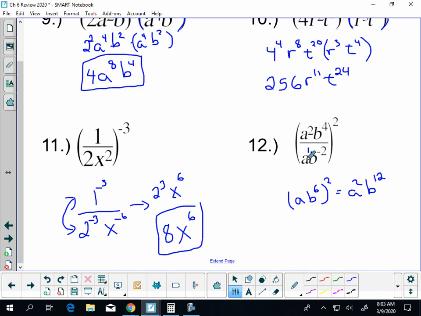On number 12, I went ahead and I simplified what was in the parentheses first. Because I've got a's and b's, I subtracted my exponents. 2 minus 1 gives me 1. 4 minus negative 2 gives me 6. Then I applied my power of a power and got a to the 2, b to the 12.